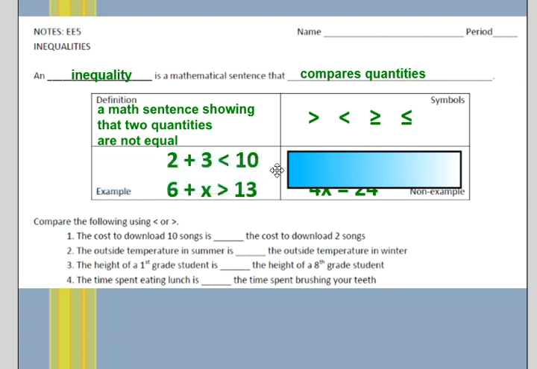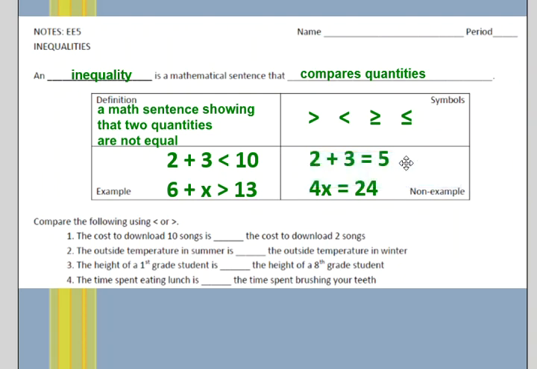All right. Examples of inequalities. Well, 2 plus 3 is less than 10. That's a clear example because we know that's 5, and it's definitely less. Things are not equal. We also have another one. We can use variables. 6 plus x is greater than 13. There are values that would make this true. Okay, so that's another example of an inequality. Okay, things are not equal.